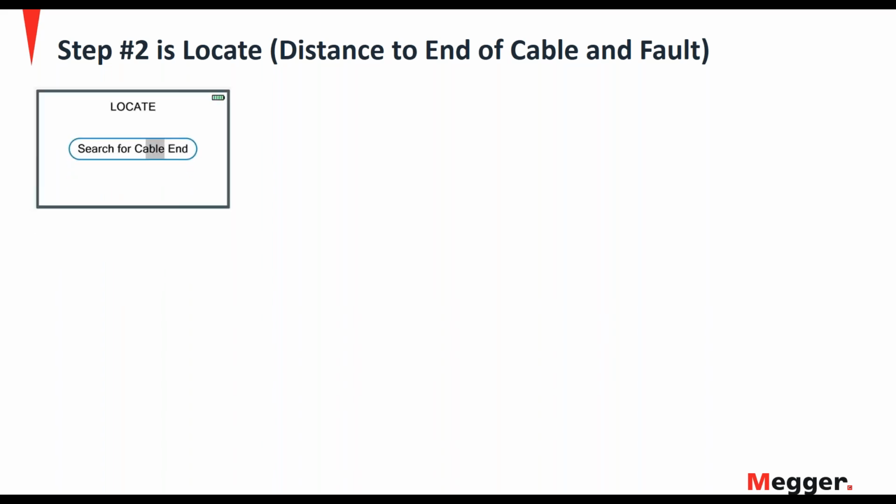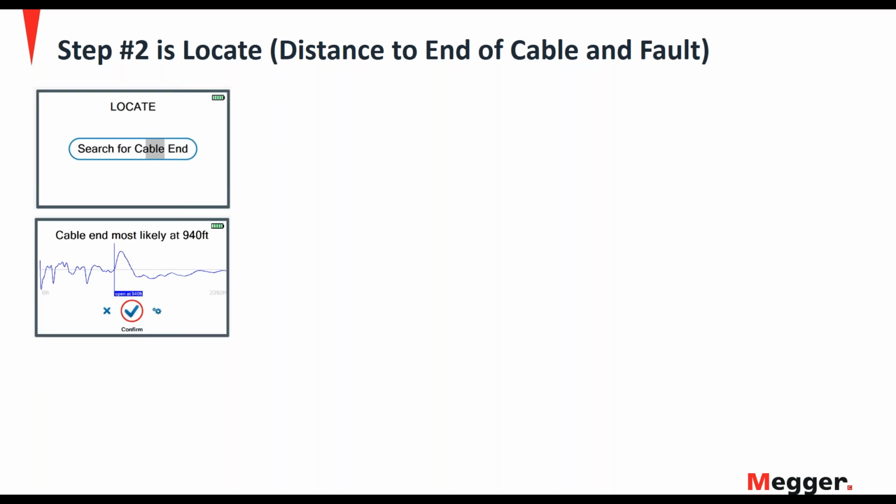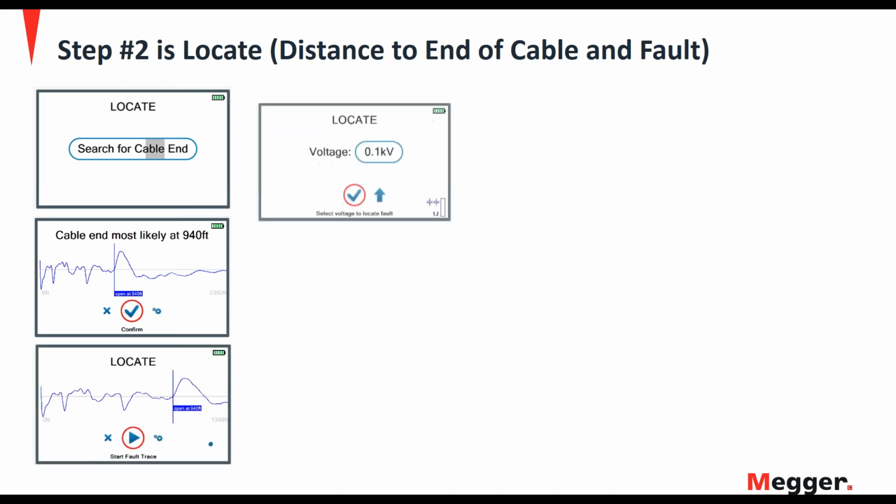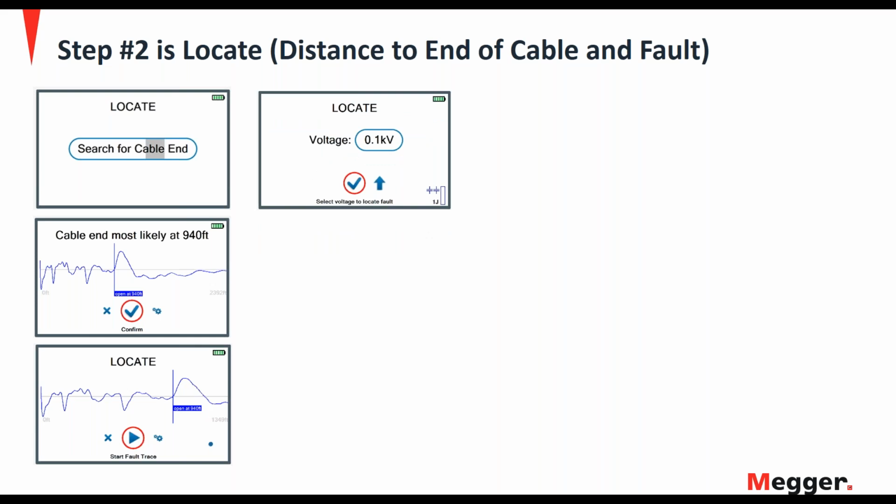First, the unit's going to search for a cable end. And it's going to ask us to verify the distance that it found, in this case, 940 feet. Then it's going to ask us to start the fault trace. We'll adjust the voltage, and typically at this voltage adjustment, we would go 1 or 2 kV more than the test we just finished, the breakdown.